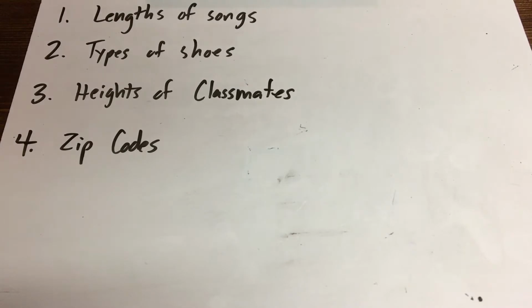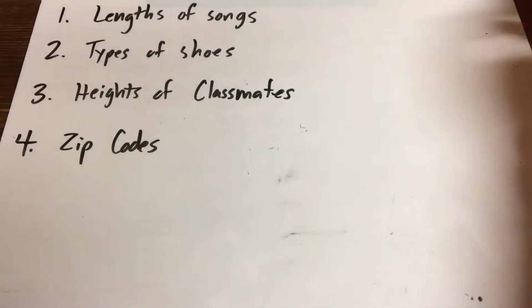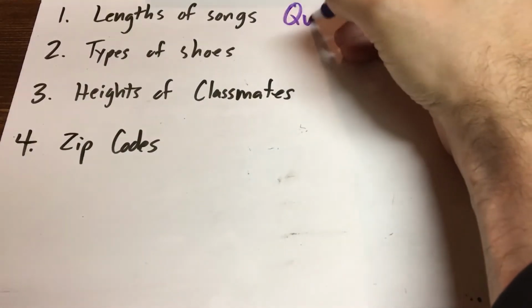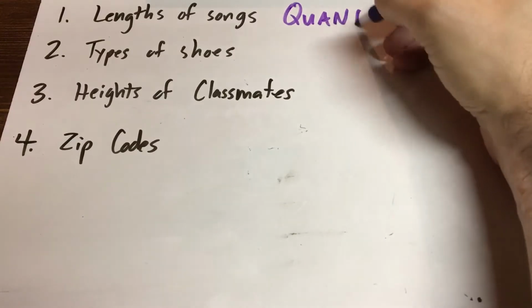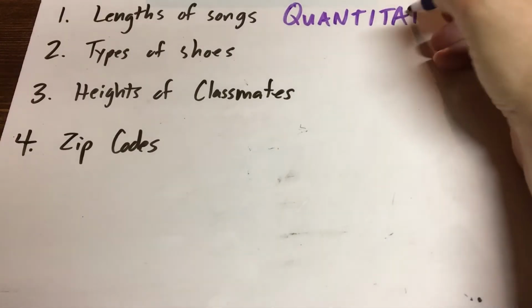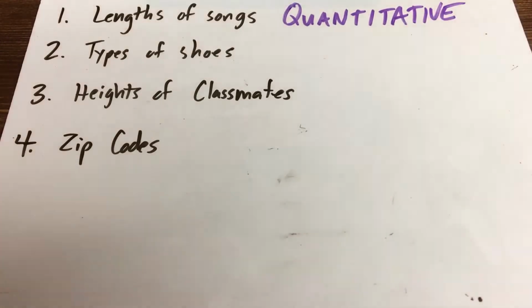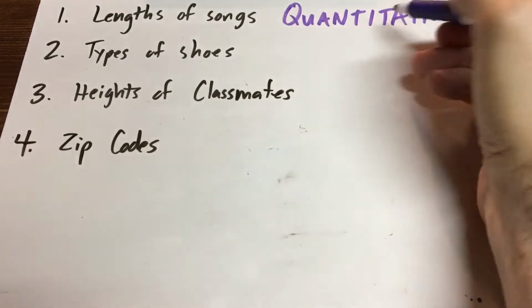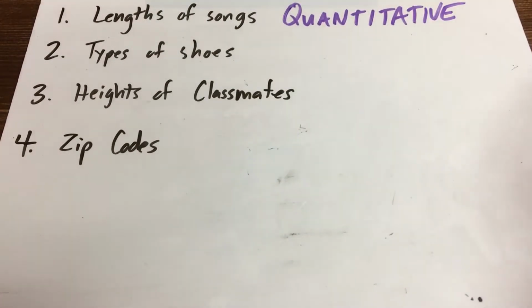Okay, so the big thing you're asking yourself is this something I can measure? Is this measurable? Can I measure how long a song is? Of course I can. If you can measure it, it is quantitative, right? How long a song is. You can measure that. There's a quantity for that. The types of shoes.